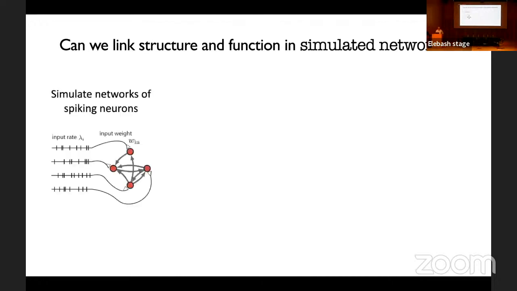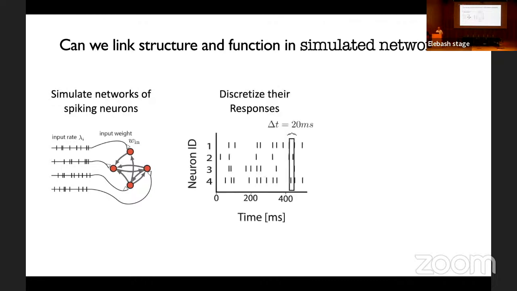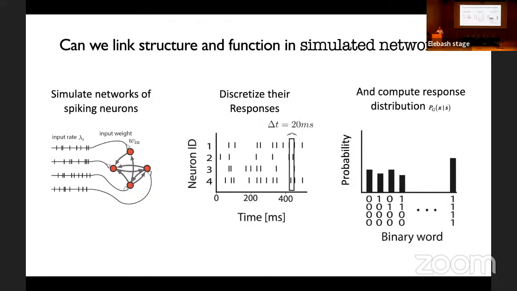So the game is the following. We're going to take recurrent networks. We're going to give them inputs of some class. We simulate a recurrent network of spiking neurons, and we get the output. In this particular case, there are only four neurons, and I'm going to look at the activity patterns of this network in response to a particular class of inputs.